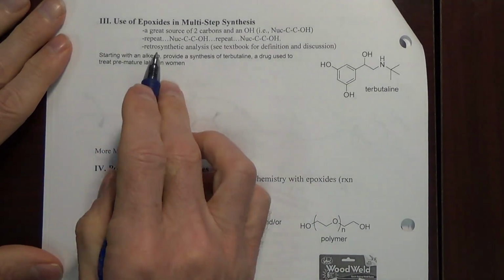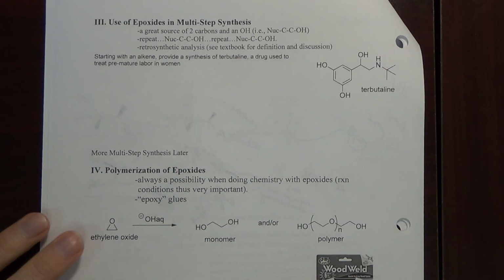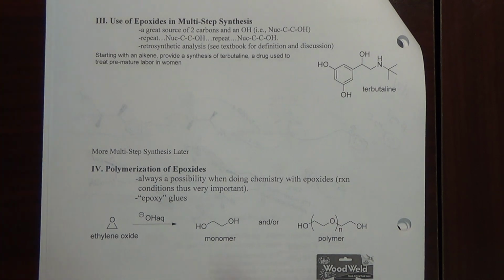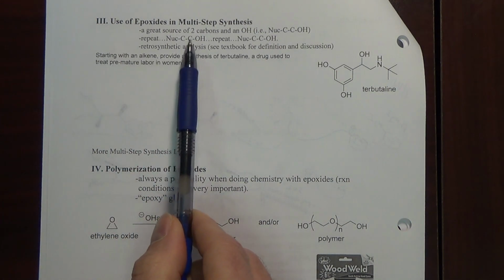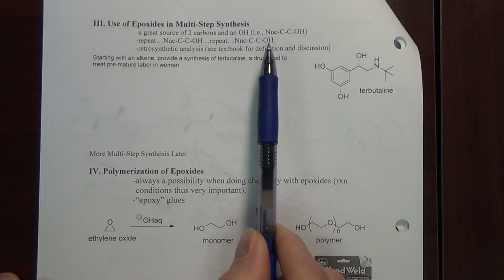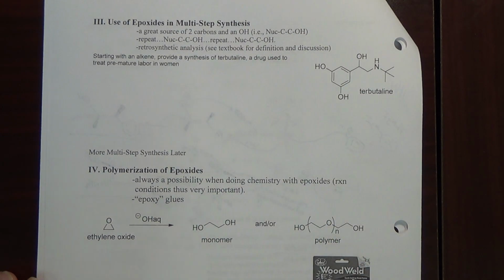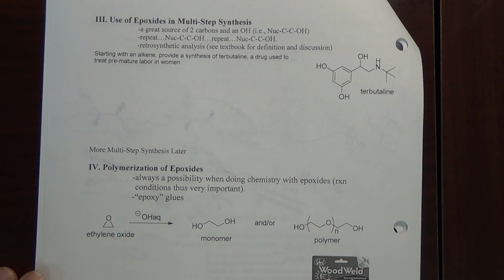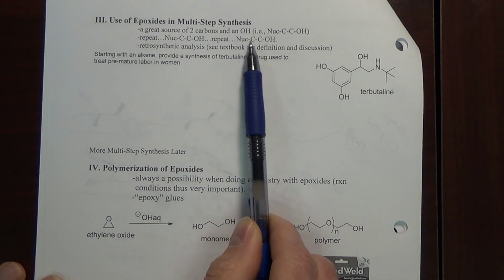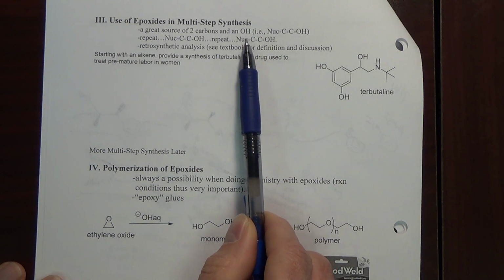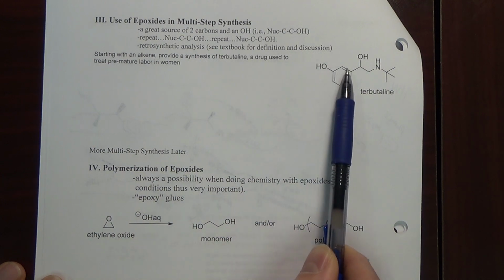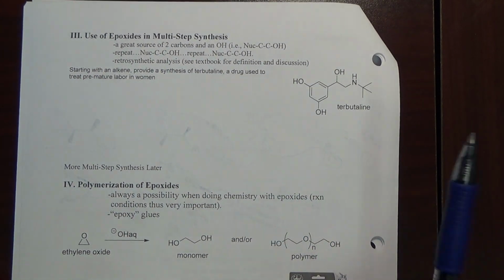Next topic, use of epoxides in multi-step synthesis. All right. We will do a good bit of multi-step synthesis throughout the semester. This is our first maybe official look at it. Epoxides are a great source of 2 carbons and an OH. Remember, nucleophile, carbon-carbon OH. Right? Repeat. So if you see a product that has carbon-carbon OH in it, if you want to go backwards, think what type of nucleophile could have reacted with an epoxide to give this product?